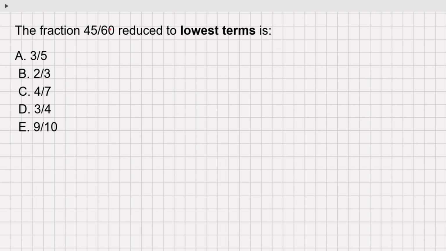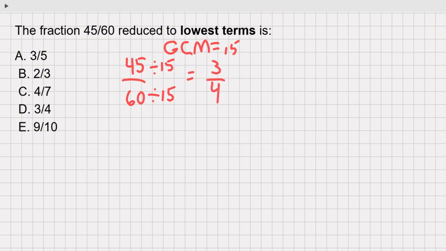The fraction in this next question, 45 over 60, reduced to lowest terms is, well, there's two ways you can go about it. The first one, when we simplify 45 over 60, is to find the GCF, the greatest common factor. And what is that? Well, that's 15. And I can divide both the numerator and the denominator by 15. And what will that give me? That'll give me 3/4, which is D.